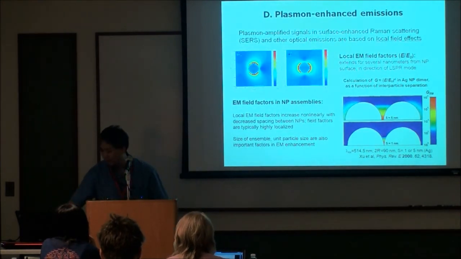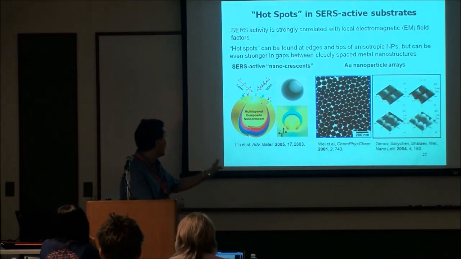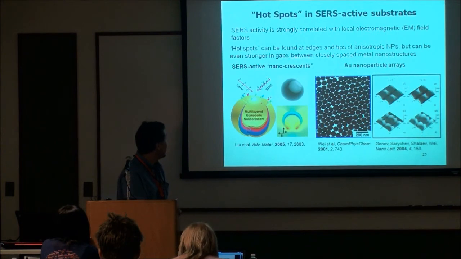And that is what many people are after, right? But how do you do this in a reproducible fashion? So there are different kinds of designs. This is actually one of my favorite examples. This is a hollowed out sphere, which has multiple layers. It's a gold sphere that actually has a hollow interior that's crescent shaped.